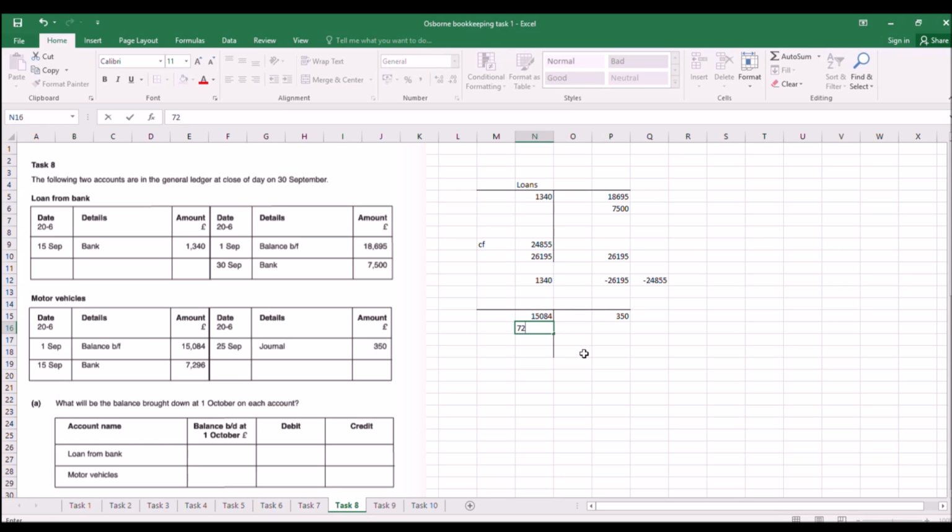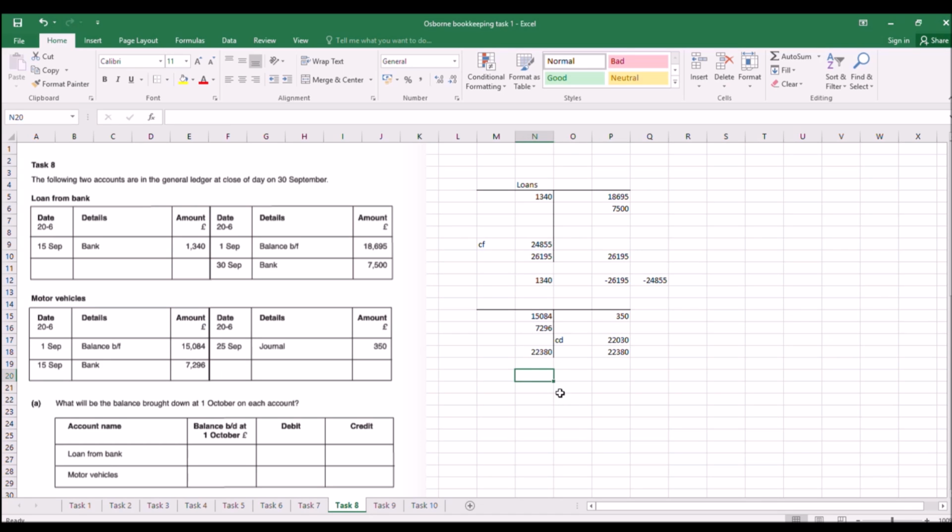Then we've gone out and we bought another motor vehicle, it seems. So we've gone credit bank, debit motor vehicles, and we're just going to put that in there, and our carry down is going to be there. Carry forward or whatever we want to call it in this one. Balance it off. Okay, so that would be debit then. So the value of that is the debit.